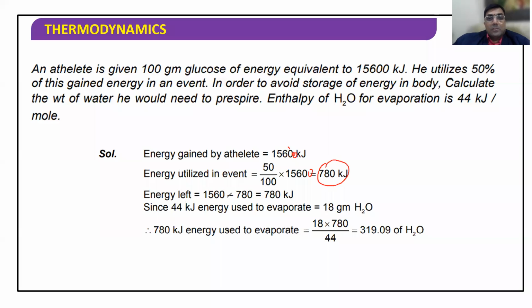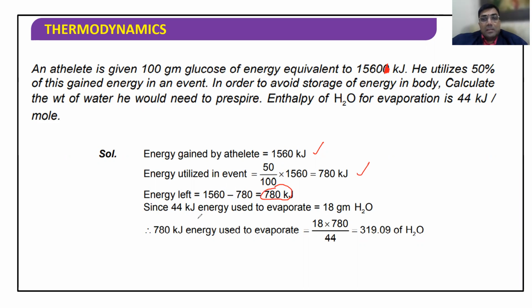7,800, sir. Extra zero added, sir. I think it is only 1560. But throughout the calculation, he has maintained it that way. It's 780, sir. Then okay, it's correct. So 780. Now energy left will be how much? Half of it. 50% means half only, na? Yes, sir. Half will be left over.